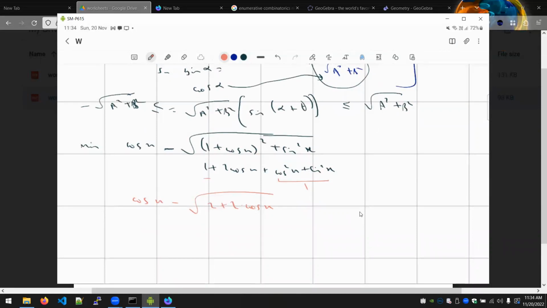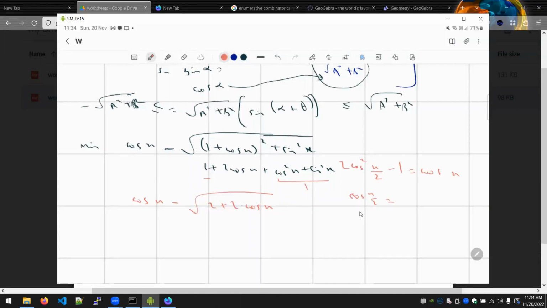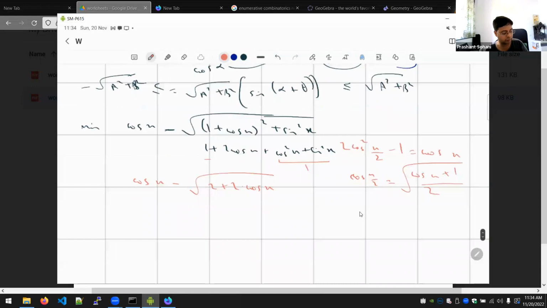Actually, there is a half angle formula, if you know what is cos of x upon 2. Because 2 cos square x upon 2 minus 1 is equal to cos x. Therefore, cos of x by 2 can be written as root of (cos x plus 1) over 2. So in those terms, I can pull out a 2, and this is simply cos x minus 2 times root of (1 plus cos x) over 2.